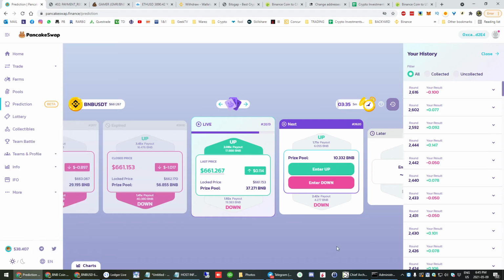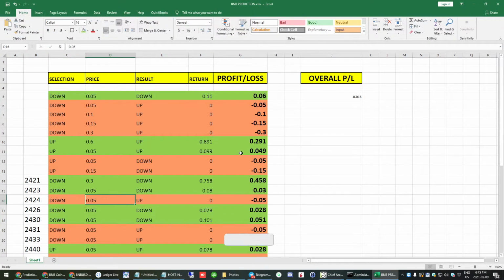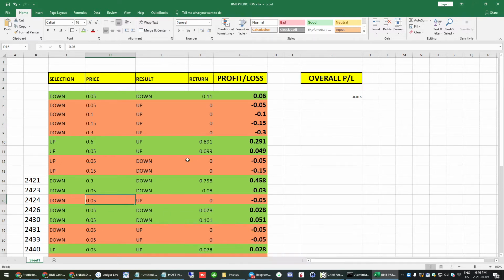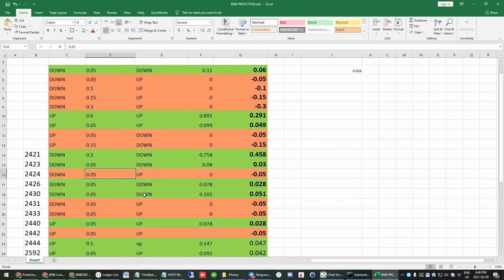Aside from that, I have this Excel sheet which I've created, and I have selection, price, result, return, profit, loss, and overall PL. So I'm recording all of my transactions over the past few trades or whatever.